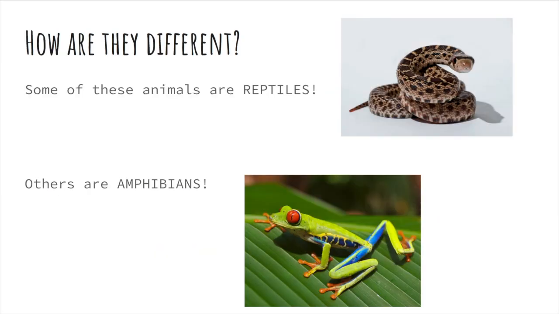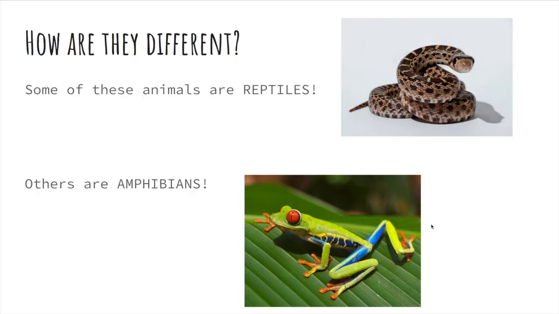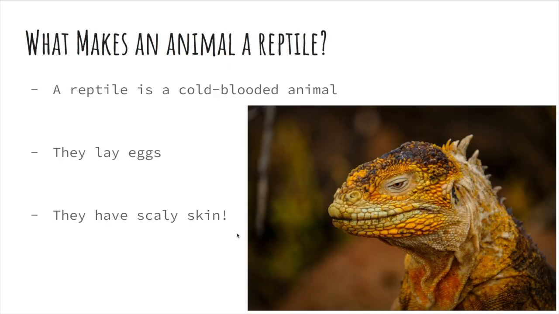How are they different? So some of these animals are reptiles, like I was saying, like that snake. That snake up there, he's a reptile. Yeah, snakes. Ugh. And at the bottom here, we have a froggy, which is an amphibian. So what makes an animal a reptile? I know that's what you guys are thinking, and you want to know this pretty bad. So here are some main things that I listed about reptiles.